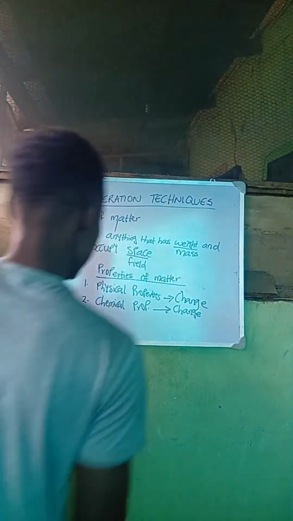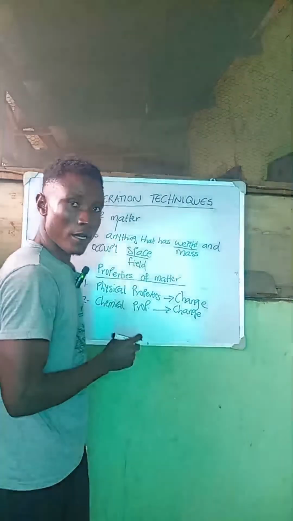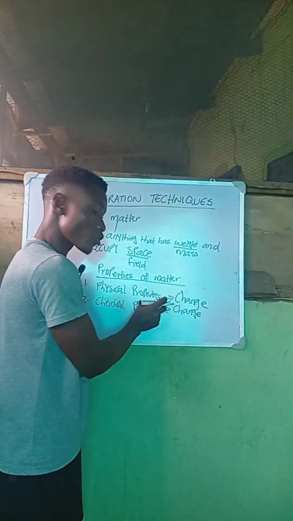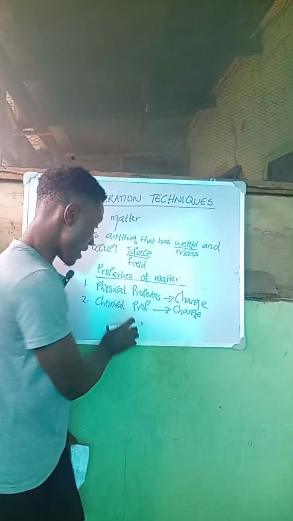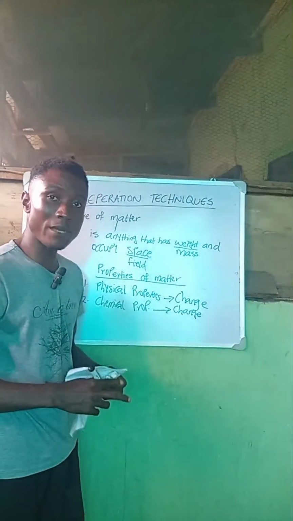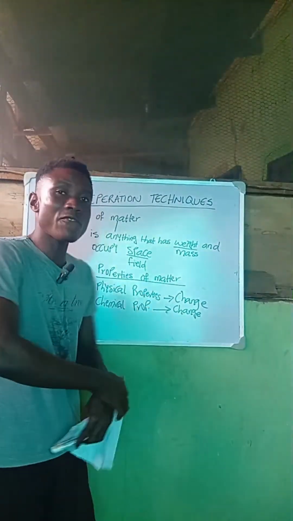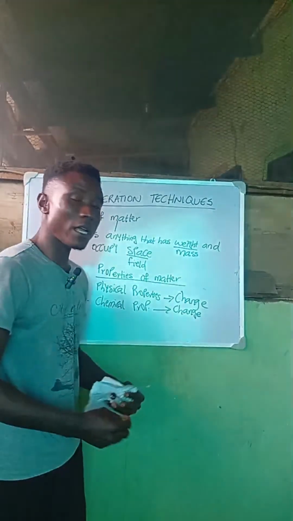So now, if we have the properties of matter, we have the physical properties, which can also be known as physical change, right? And the chemical properties, which is also known as chemical change. Now, what is the physical change? What is the chemical change?